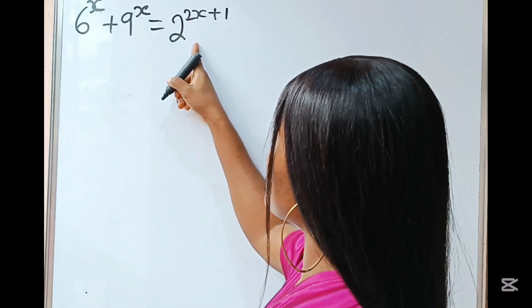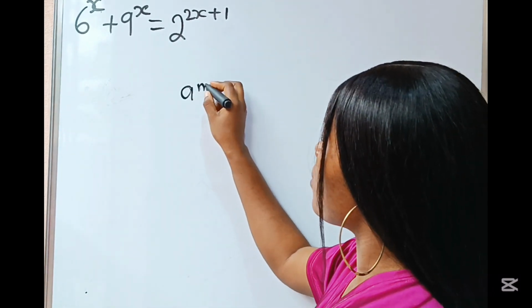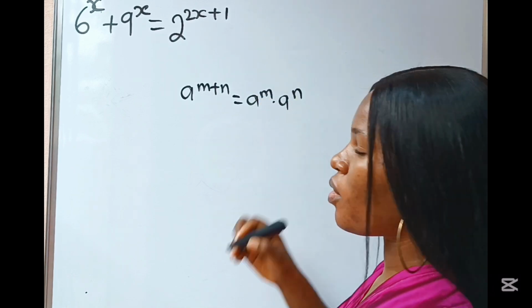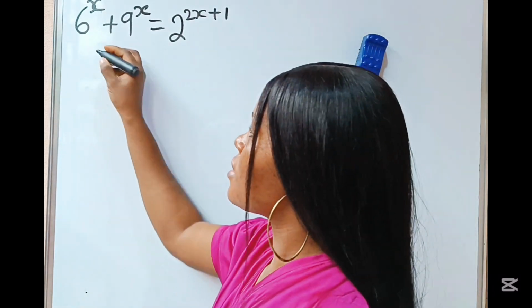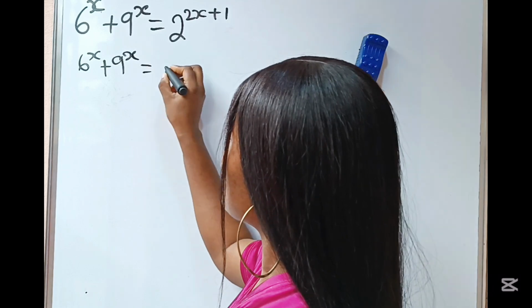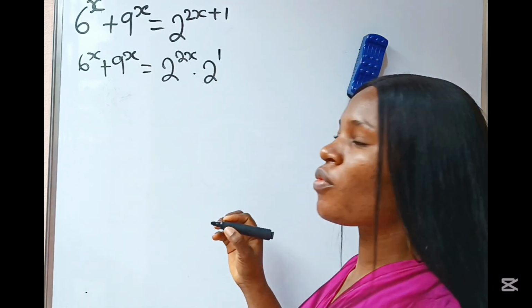Now, this is where manipulation will start from, because a to the power of m plus n is equal to a to the power of m multiplied by a to the power of n. Therefore we can write this as 6 to the power of x plus 9 to the power of x is equal to 2 to the power of 2x multiplied by 2 to the power of 1.